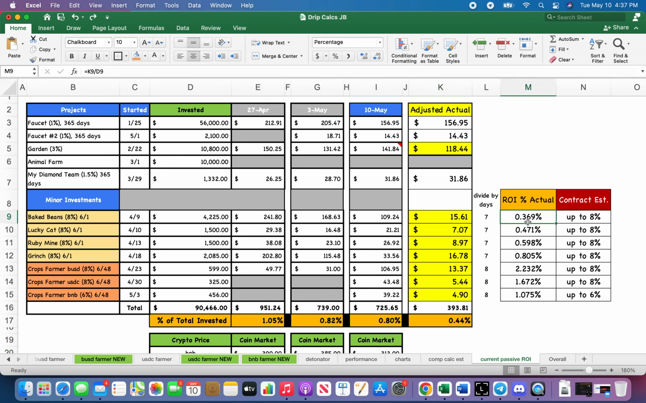Now, in terms of ROI percent of actual, this is what is pretty cool. What I did is I took what I invested and what I'm getting per day, which I assume is divided by seven. Now, if you don't believe that, it's fine, but I just think that's the right way to look at it. And then for Baked Beans, I'm getting 0.369%. And then if you look at Crops or B&B, they're doing well: 2.2, 1.67, 1%. These are actual numbers, right? And then this is what you're supposed to get up to: up to 8%, up to 6%.